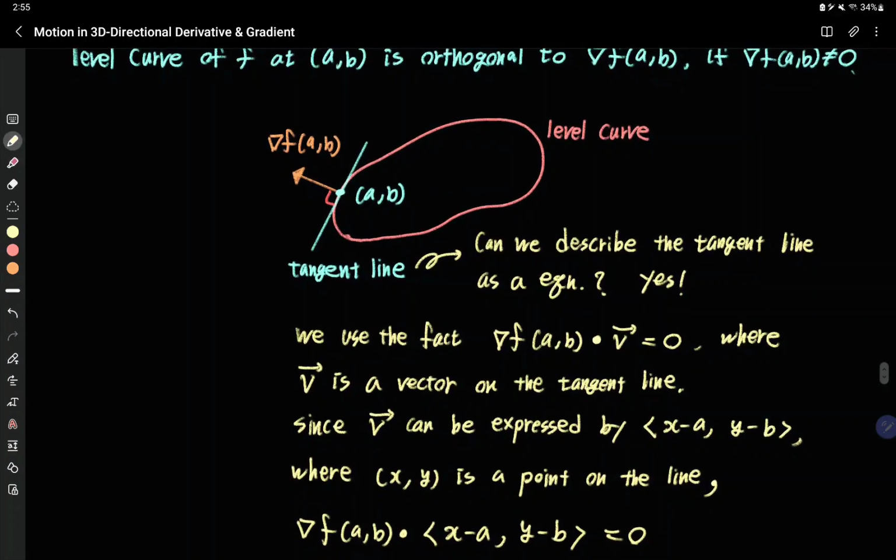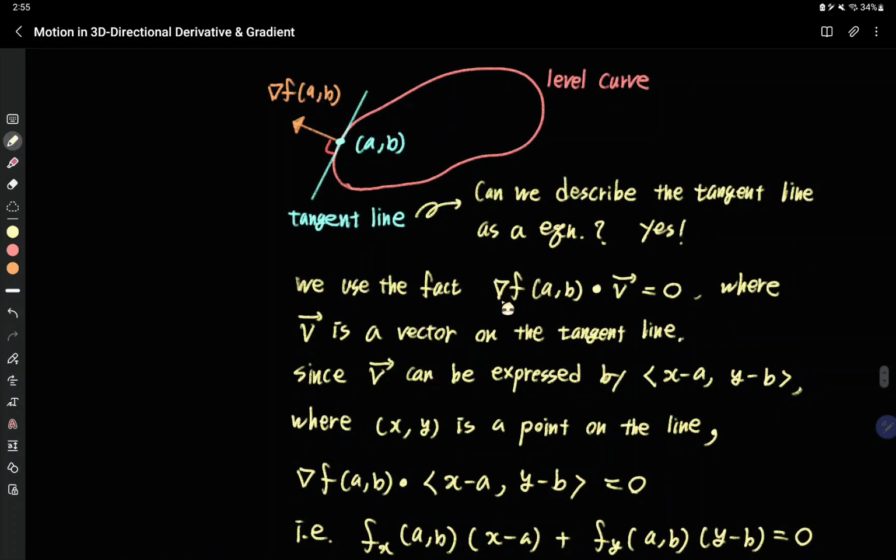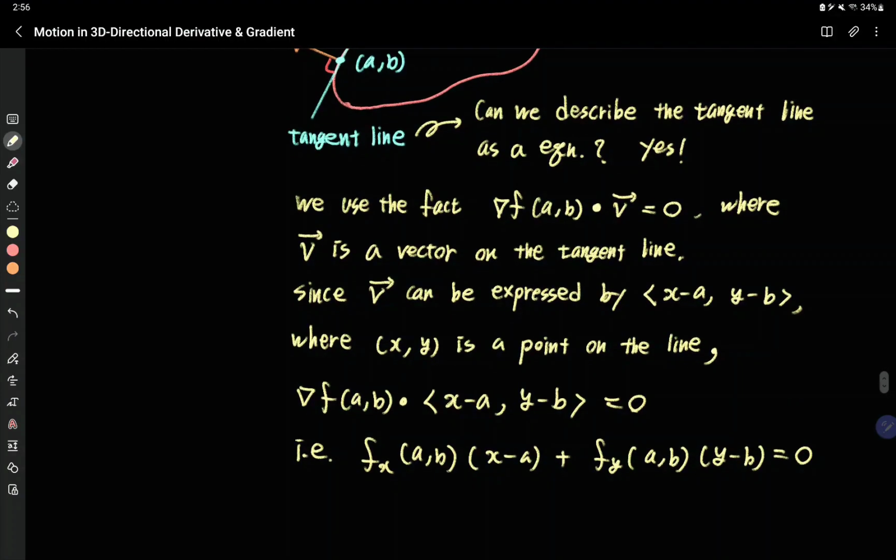And then let's figure out the tangent line. Can we figure out the equation of the tangent line? The answer is yes. We're going to use the fact that the gradient of f at a comma b dot the tangent vector v equals 0. So v is a vector on the tangent line, and it can be expressed as x minus a comma y minus b, where x comma y is a point on the line. We compute the dot product, the right-hand side is 0, and that's the equation of the tangent line.